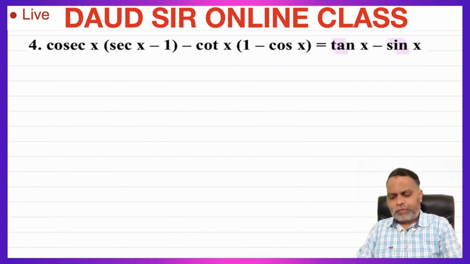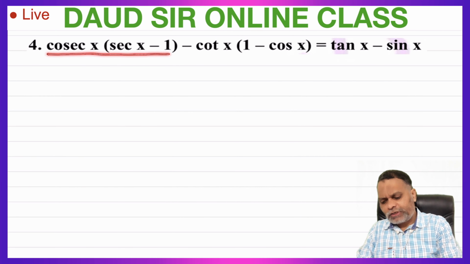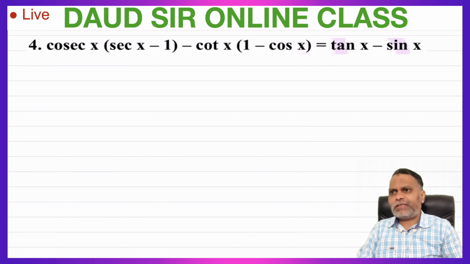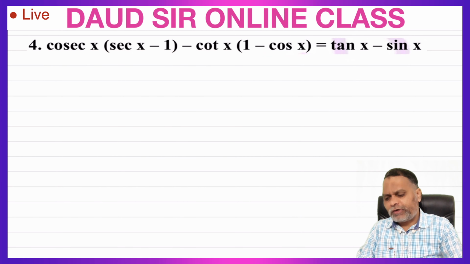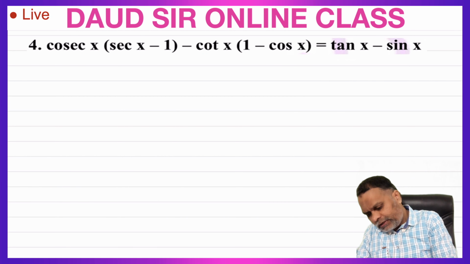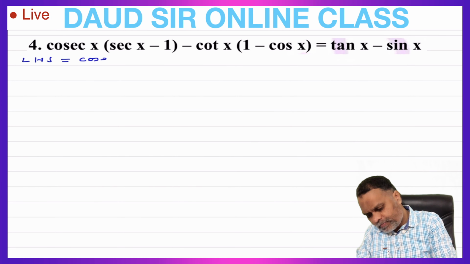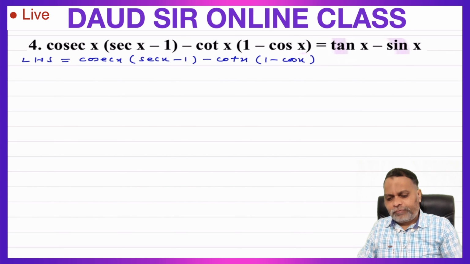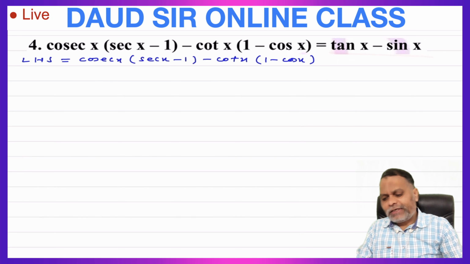Question number 4. Prove that cosec x into (sec x minus 1) minus cot x into (1 minus cos x) is equal to tan x minus sin x. So this side is looking lengthy, so take this left hand side. Taking LHS is equal to cosec x into (sec x minus 1) minus cot x into (1 minus cos x). This we have to solve for getting tan x minus sin x.